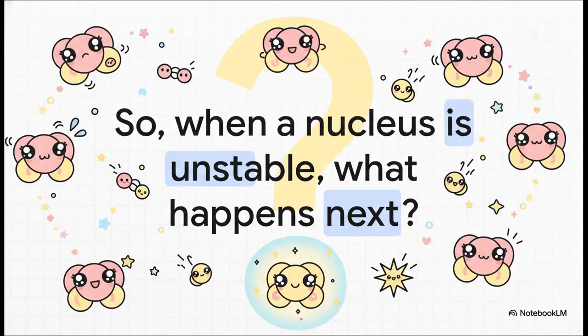Wow, we've covered a ton of ground, haven't we? From the simple flow of electrons all the way to the forces holding the nucleus together. We've seen what makes a nucleus stable, but that leaves us with one final, lingering question. When that delicate balance is off, when a nucleus is unstable, what happens next? What path does it take to finally find stability?